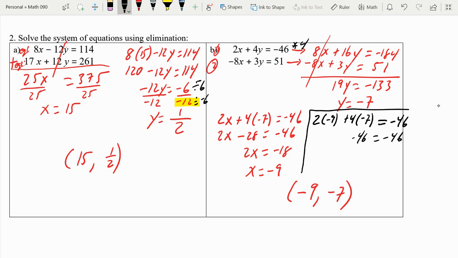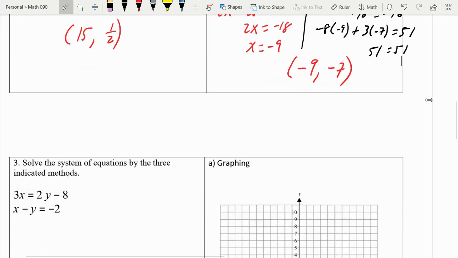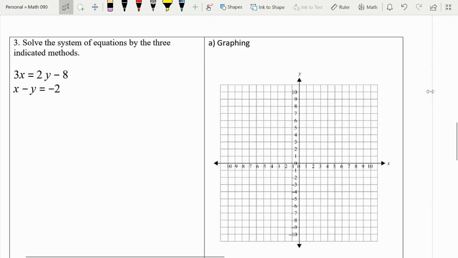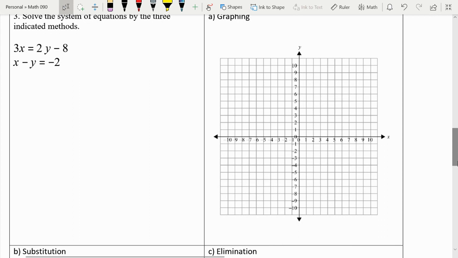All right, and then the other one, negative 8 times negative 9 plus 3 times negative 7 is equal to 51. It better equal. So you better end up with 51 equals 51. If not, you messed up. Go back and check. All right, but I'm not going to do the work for you. You guys do it.